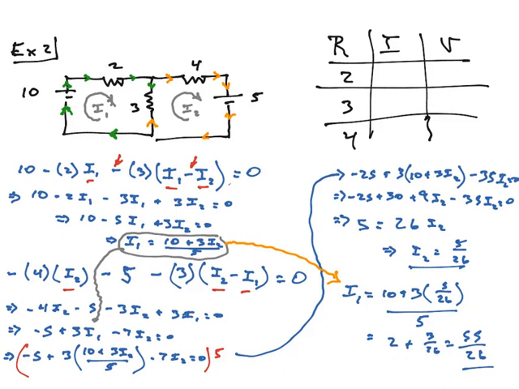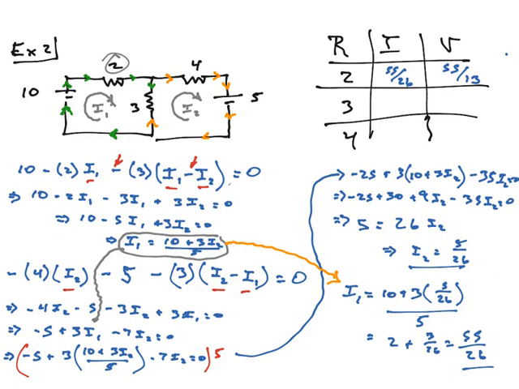Let's look at our table, the table we want to fill out. I want to know I for R2. Well, what current hits R2? Here's R2. What hits him? Only I1 hits him. Thus, the current for R2 is I1, and I1 is 55 over 26. Then, I want to get his voltage, so I take his I times his R. That gives me 55 over 13. So, 2 ohm resistor done.